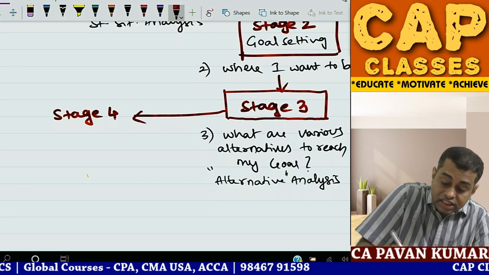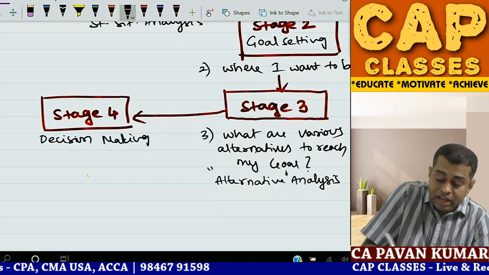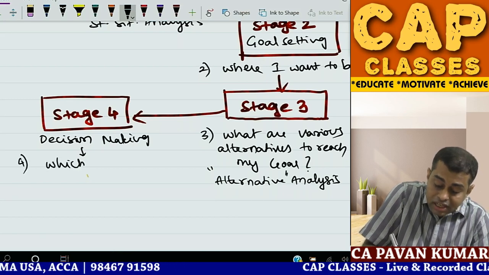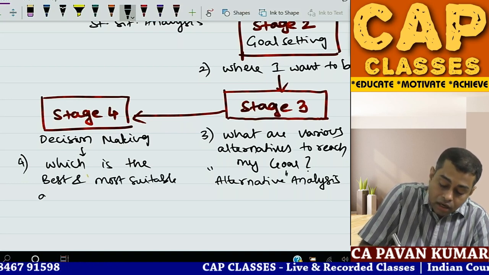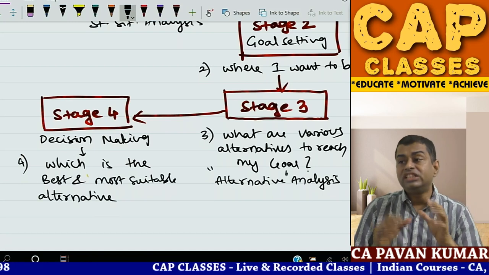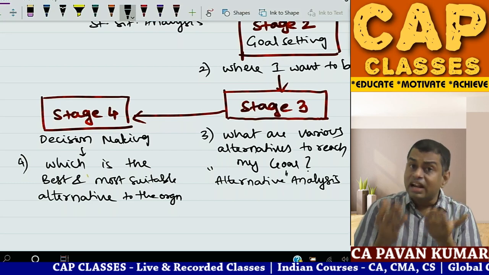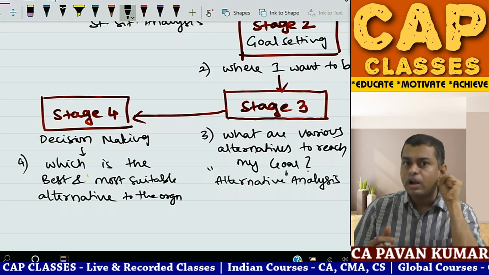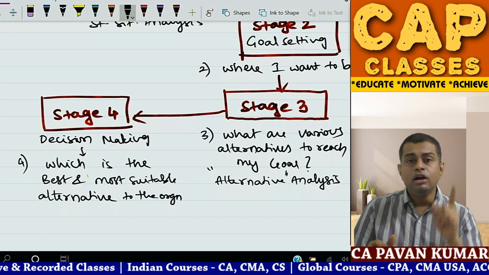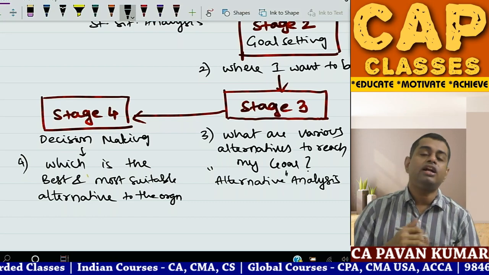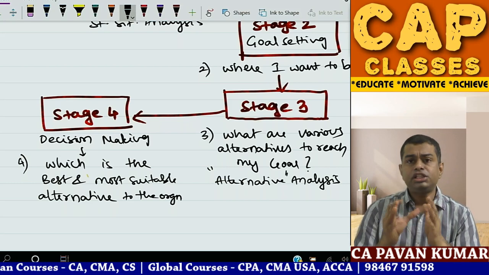Stage 4 is called decision making stage. So here you ask the 4th question, which is the best and most suitable alternative to the company, to the present organization. There are 100 alternatives. For me, which is the best alternative? You will pick one alternative. This is called decision making. Decision making is choosing one course of action among various available alternatives. In financial management, everything you do is decision making.